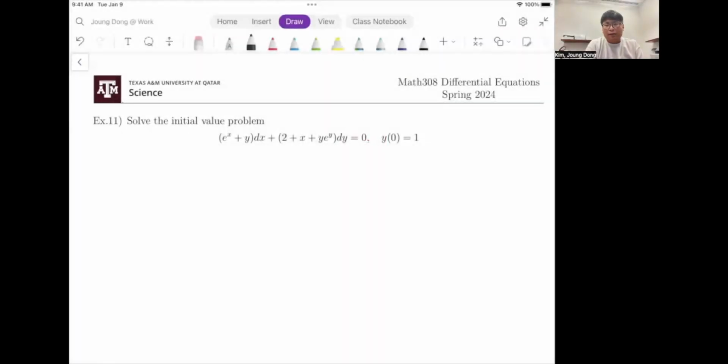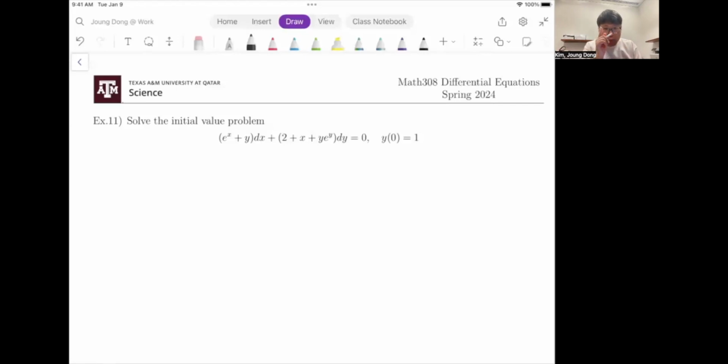So let me give another example, okay? As you can see here, this is a first order nonlinear differential equation. Also keep that in mind: at the end of this problem, I gave you y(0) equal to 1, which is the initial condition, which means you are not supposed to set your right-hand side equal to 0, but equal to c, and you have to find the constant c with your initial condition, okay?